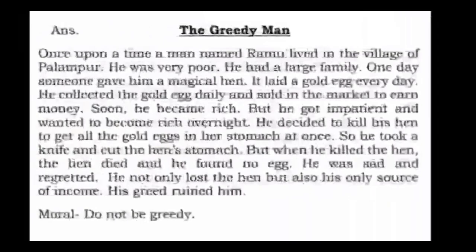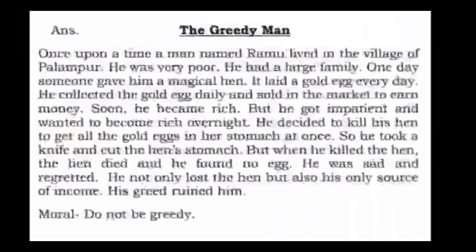Once upon a time, a man named Ramu lived in the village of Palampur. He was very poor. He had a large family. One day, someone gave him a magical hen. It laid a gold egg every day. He collected the gold egg daily and sold it in the market to earn money. Soon he became rich. Right. Now, children, you see, I have also given the title to my story, The Greedy Man. Right. Now, what happens after he becomes rich?